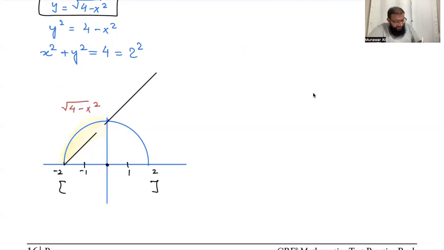So I'm going to erase this lower part, you can see. And from the right-hand side, from 0 to 2, the maximum function is 2 plus x. So I'm going to erase this lower part. This is how my function is defined. From negative 2 to 0, it's the square root of 4 minus x square. And from 0 to 2, it is defined by 2 plus x.